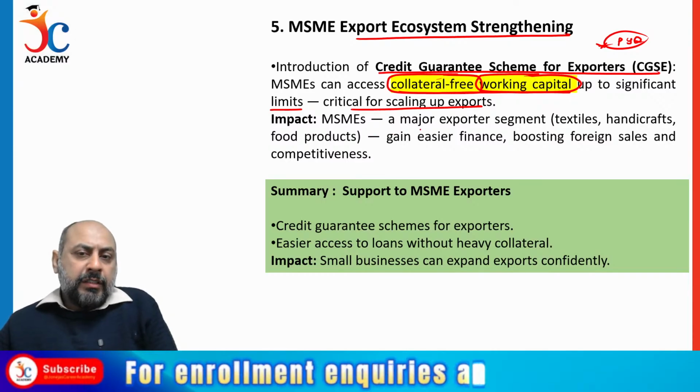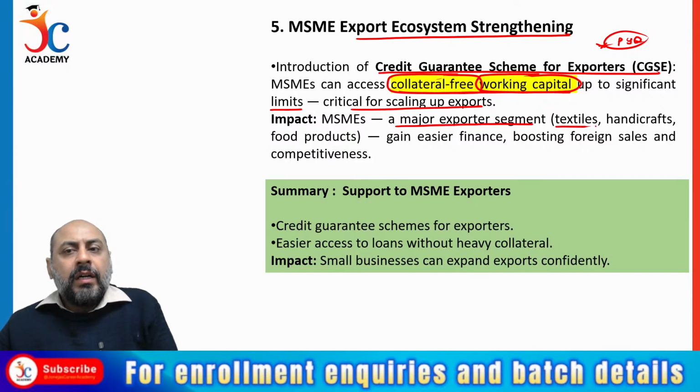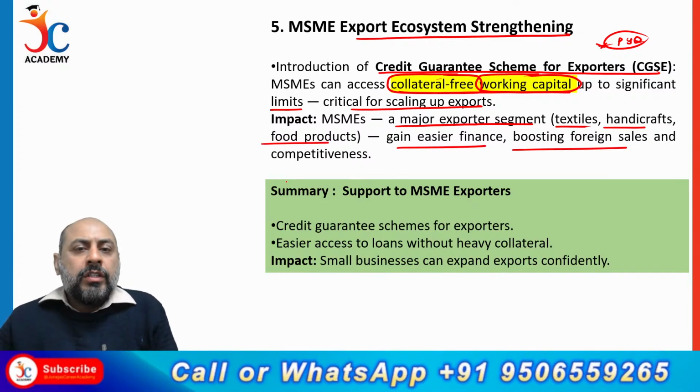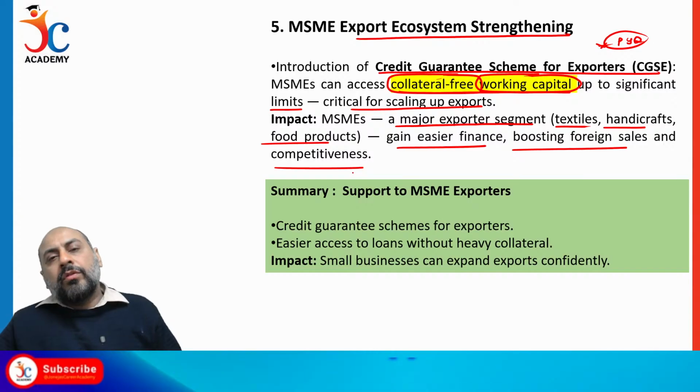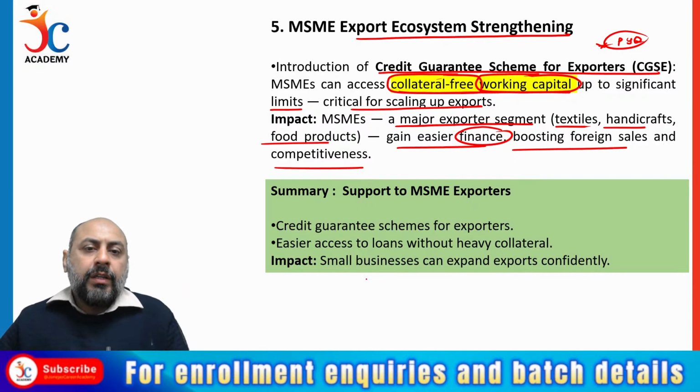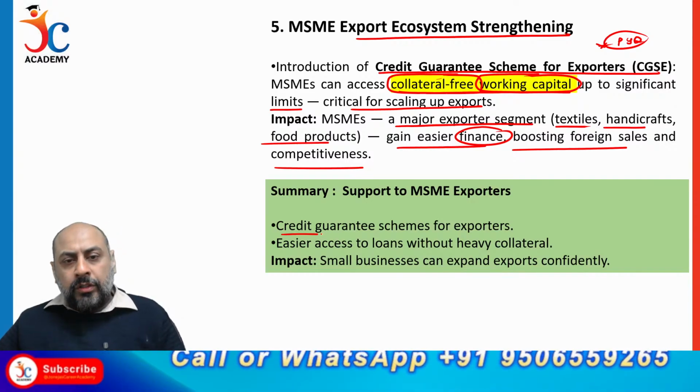So the impact is very simple. Major exporter segments like textiles, handicrafts and food products will gain easier finance, boosting foreign sales and competitiveness. It will become easier for exporters to get finance, get money, and this is basically why they are pushing this particular scheme.